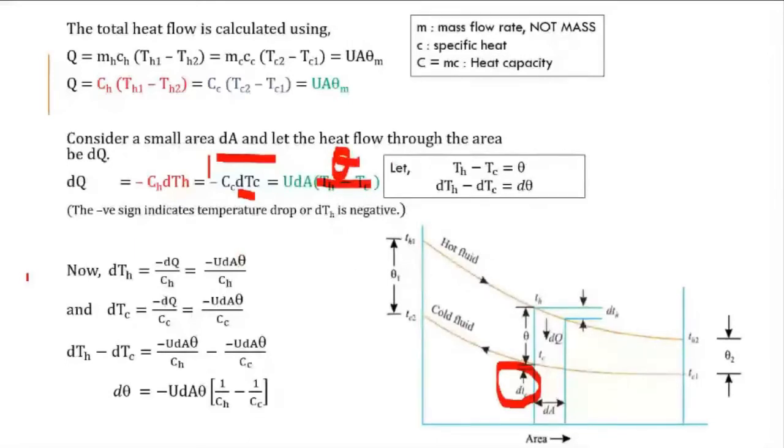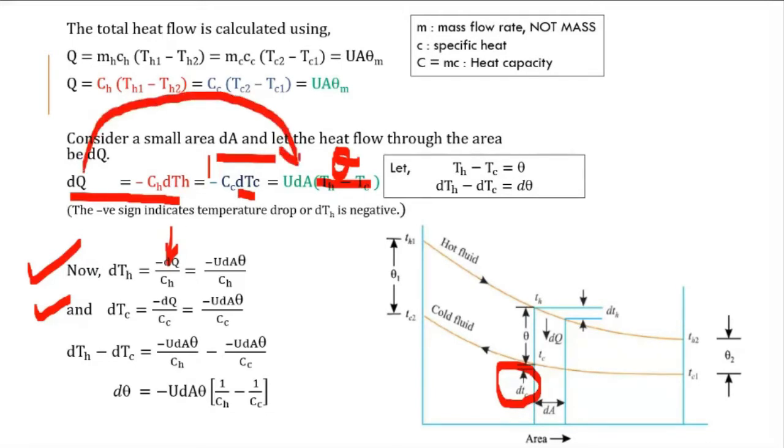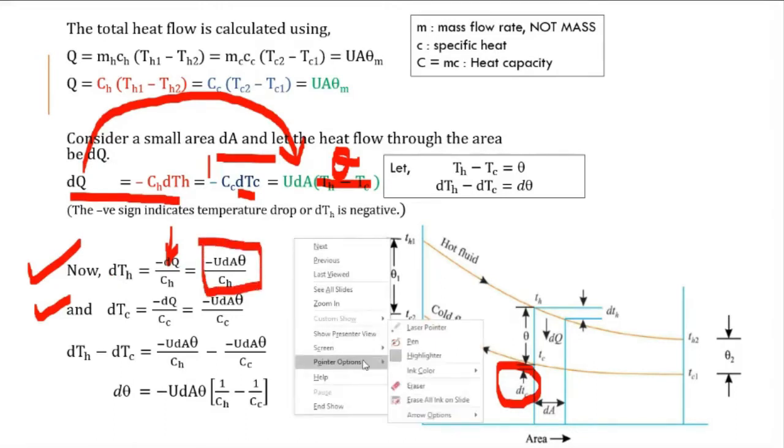Now we are going to find out dTH and dTC using these relations as we did for the previous derivation as well. So dTH is equal to, consider these two equations. From this equation, we are getting dTH is equal to minus dQ divided by capital CH. And we can substitute the value of dQ from this particular equation. So dQ is equal to U dA multiplied by theta. So we are getting dTH is equal to minus U dA theta divided by CH. Any doubt in this part?